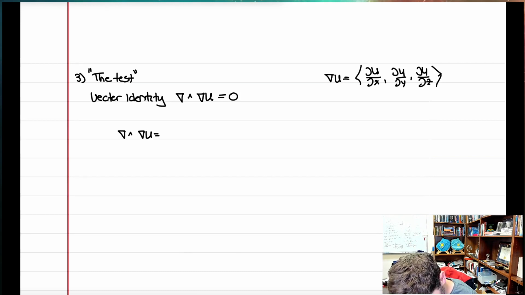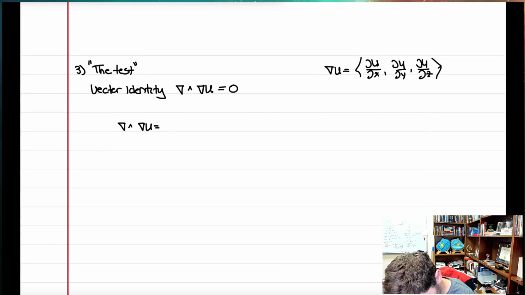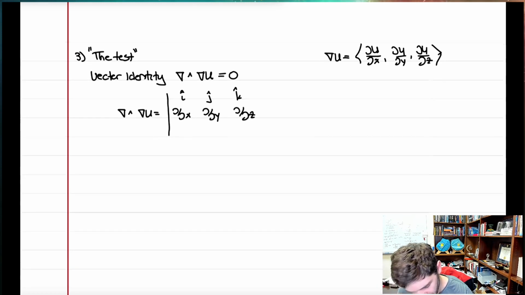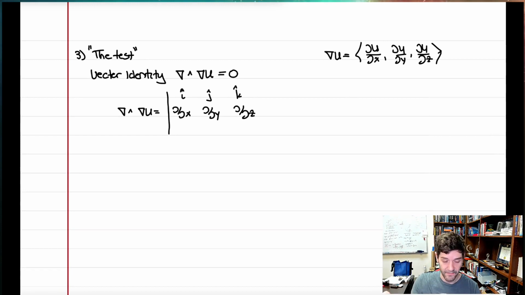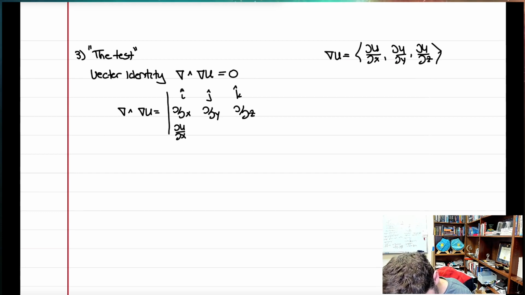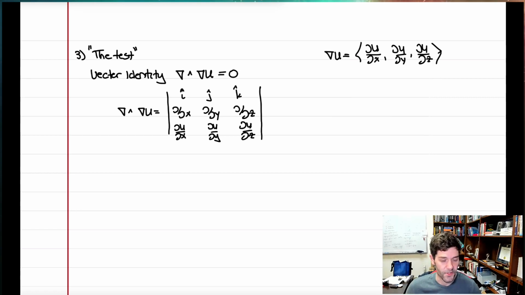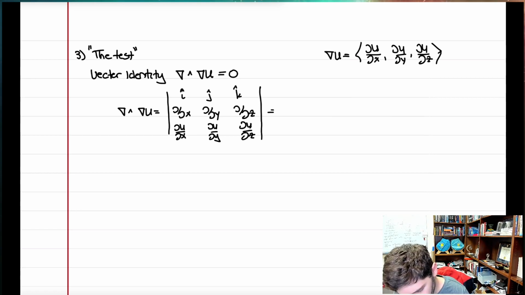Given what I just wrote in Cartesian coordinates, remember that the curl is like a cross product where I have i, j, k. Then the top row is the partial derivatives, d by dx, d by dy, d by dz. Then the bottom row is the components of the function on the right, which is the x component of the gradient of u, du dx. The y component is du dy. The z component is du dz. Then I take the determinant of that. That gives me an answer.